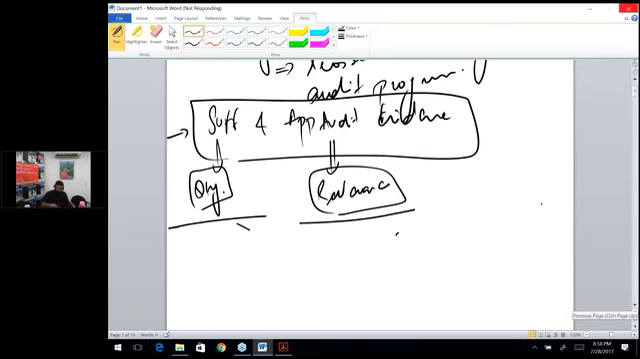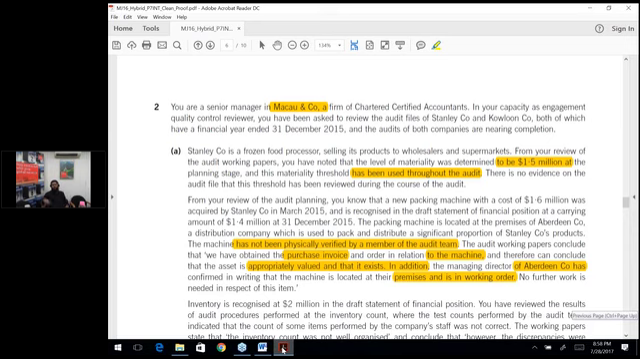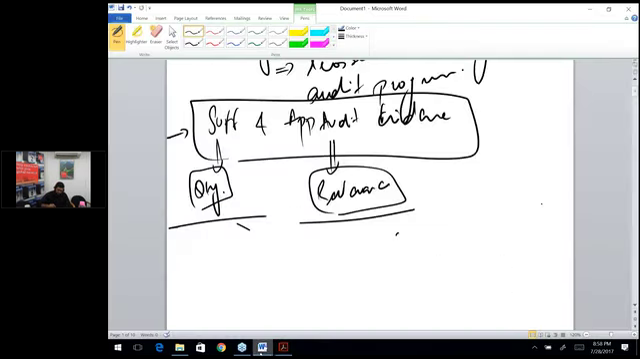Now what else is there? As an auditor, when we talk about sufficiency of the evidence, that is about quantity, and when we talk about the appropriateness of the audit evidence, it refers to such evidence being relevant and reliable. Now here in this case, the machine with a cost of 1.6 had a carrying amount of 1.4.